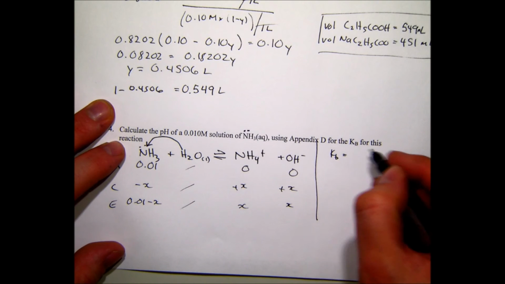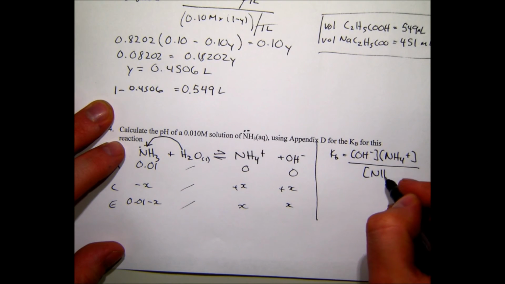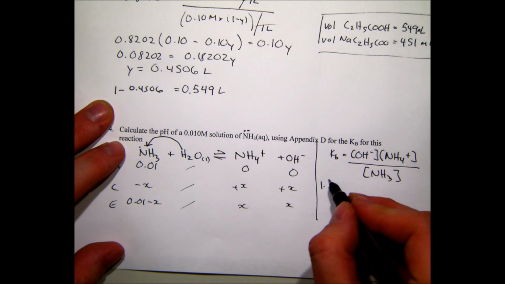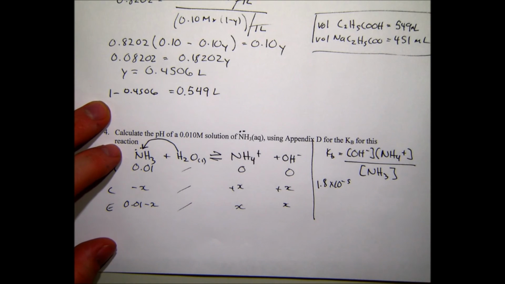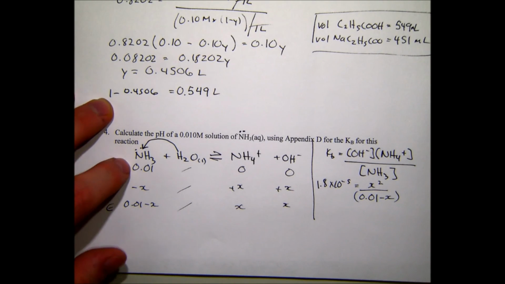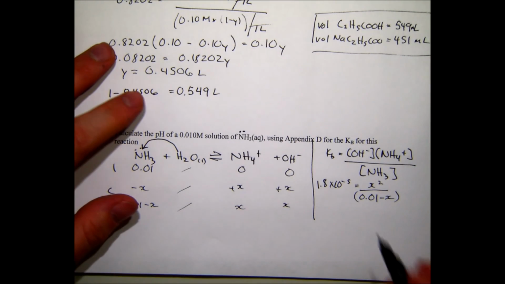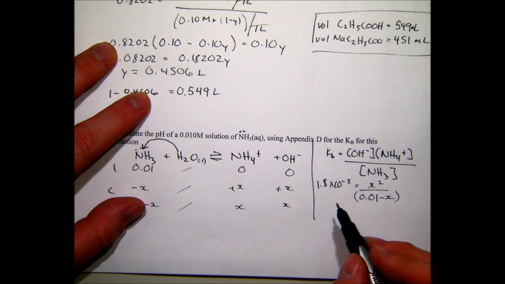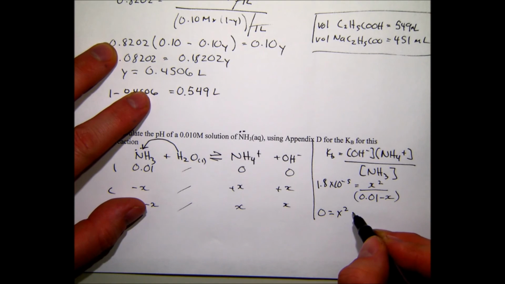So Kb is equal to the concentration of OH minus times the concentration of NH4 plus over the concentration of NH3. So 1.8 times 10 to the negative 5 is the Kb value for ammonia in Appendix D, is equal to x squared over 0.01 minus x. We'll just continue treating this as if we cannot ignore x. So from here we go into the quadratic form, just to simplify this process, because I know that you can do it at this point.